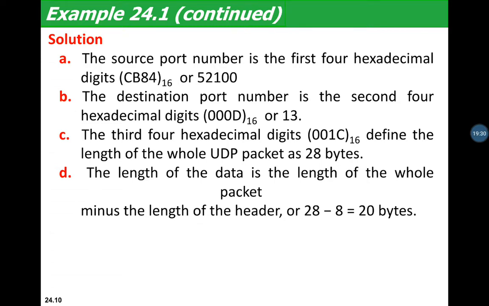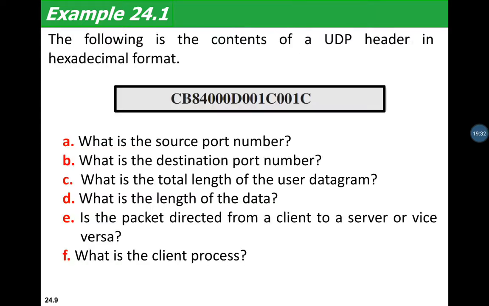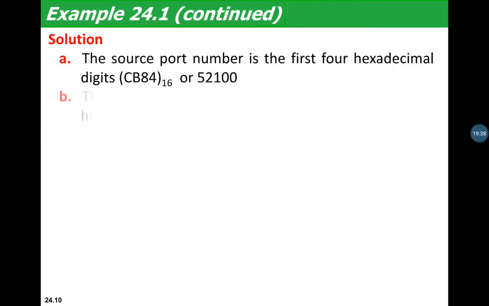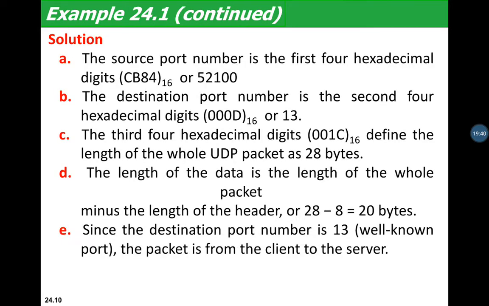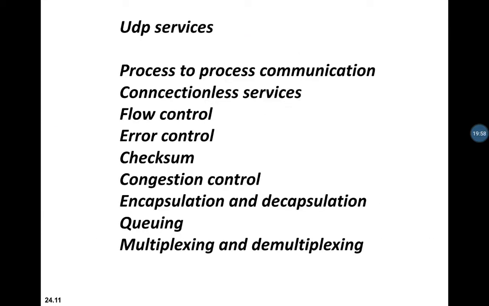Next, the last question was: is the packet directed from a client to a server? What is the client process? Here we can see that the destination port number is 13, which is a well-known port. The table was given earlier, and I had asked you to remember the port number 13. It tells us that it is a daytime process and the packet is directed from the client to the server.